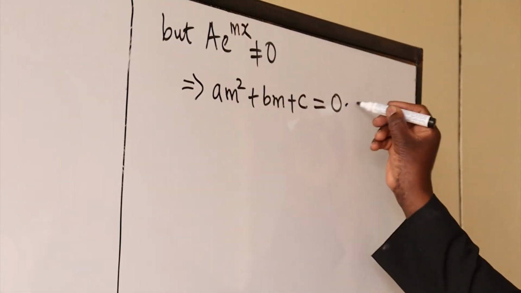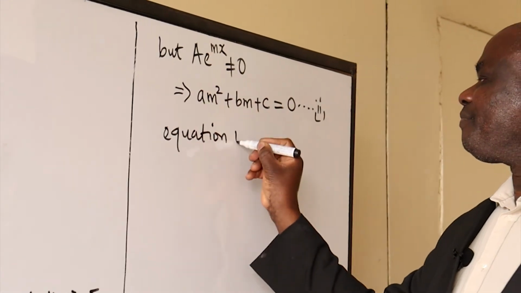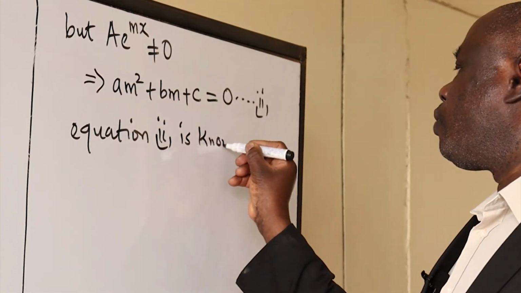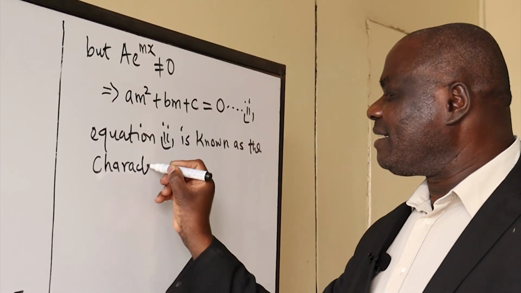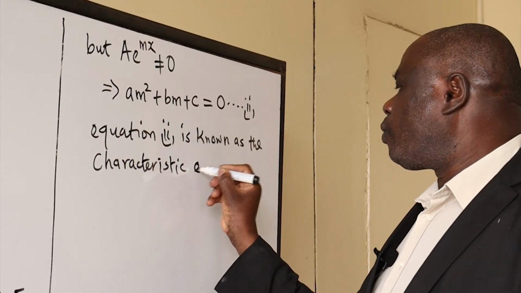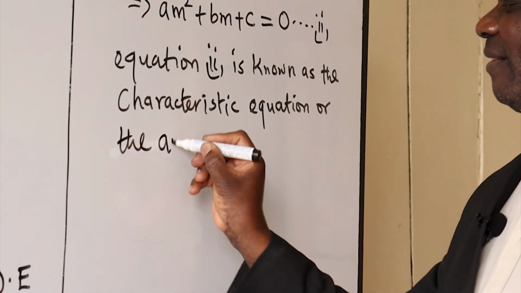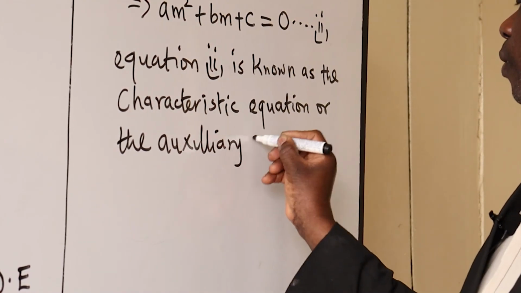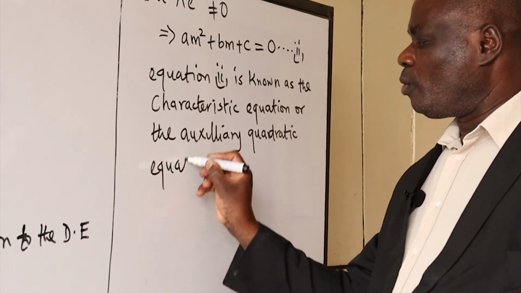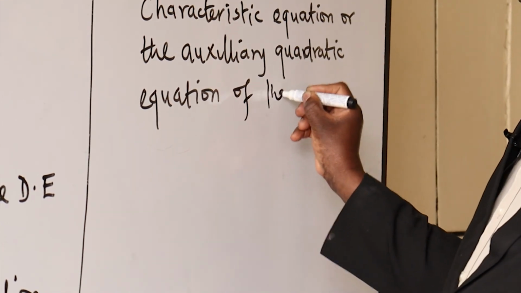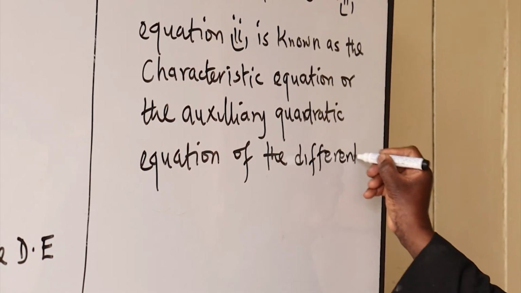Now, this equation, if we call it equation 2, we say equation 2 is known as the characteristic equation, or the auxiliary quadratic equation, of the differential equation.